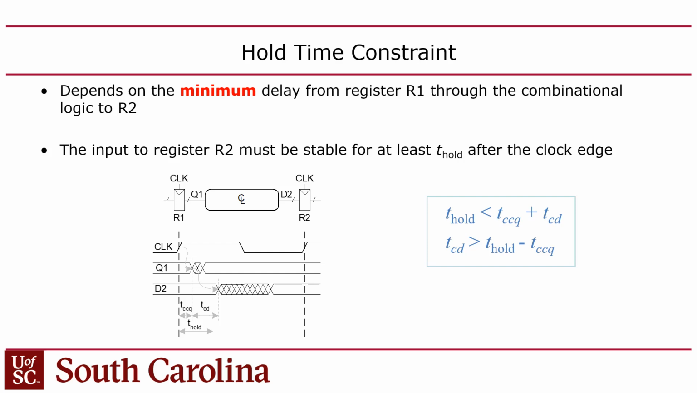And so again, this equation is reorganized where we want to put TCD, which is the thing that we can influence, on one hand side, and the T hold and the TCCQ, which are technology parameters, we're going to put those on the right hand side, right? Notice the clock is not part of this now. The clock period is not a factor here, right? Because this is dealing with what happens right after the clock edge. So there's no TC here.